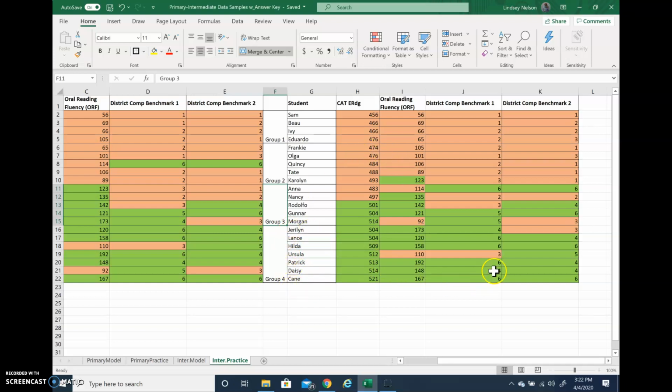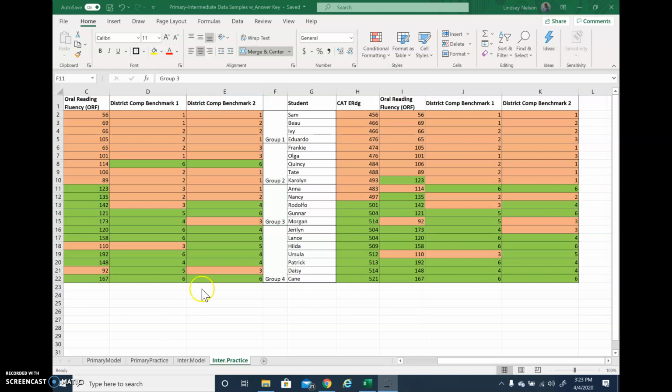As I look at my data then, I'm considering any final pieces such as special education needs, English language learners, and so on. And this is one possible scenario that you could have used for grouping these intermediate students.